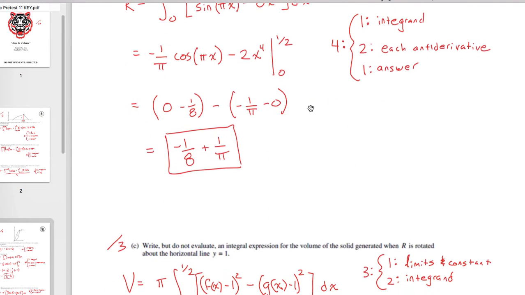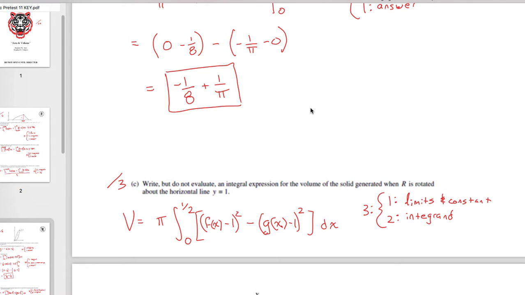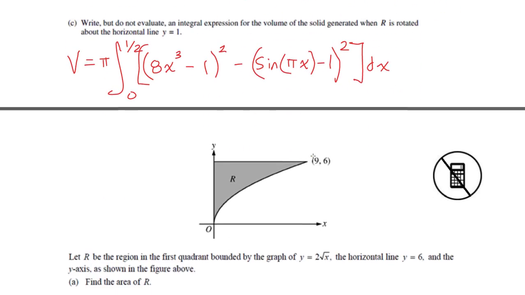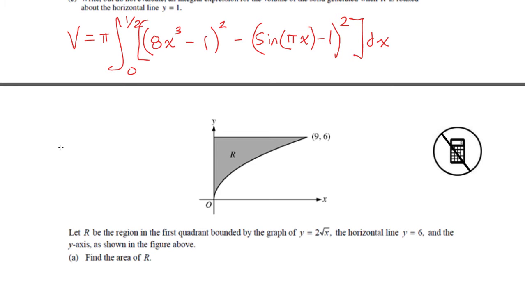So how to score part C if you wanted to know. I gave you 1 point if you did the limits, so 0 to 1/2, and remembered pi. And I gave you 1 point apiece if you got these parts. Yeah, I forgot the minus 1. On to part 3.